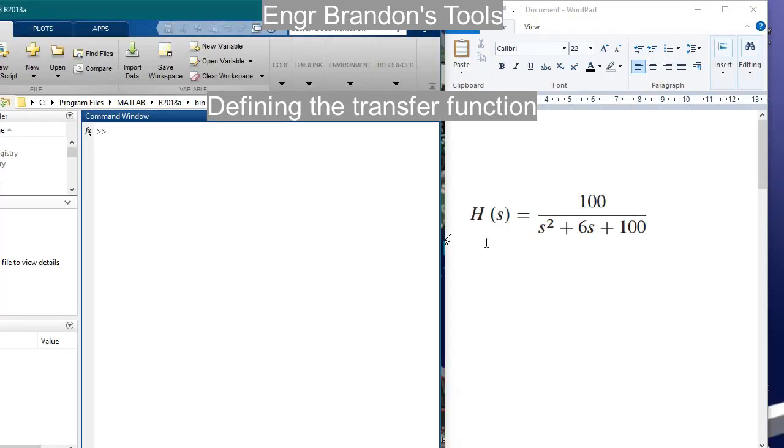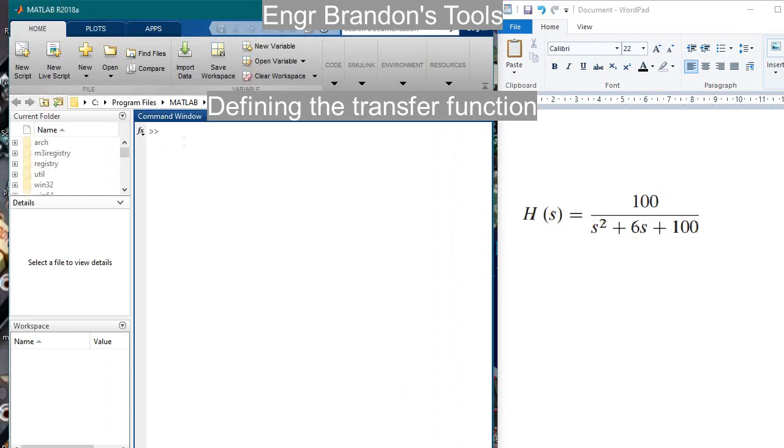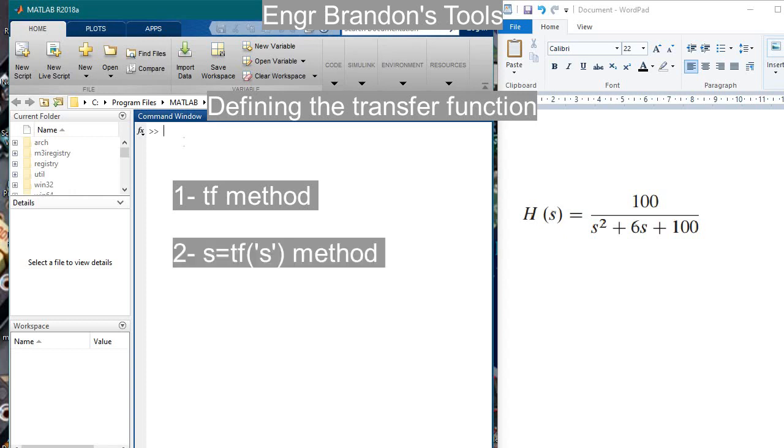For instance, let us take a function h of s equals this. Let us define a transfer function in MATLAB. There are three ways of doing this. There is the TF method for defining, there is the s equals TF of s method, and there is the ZPK method. Let us start with the TF method.